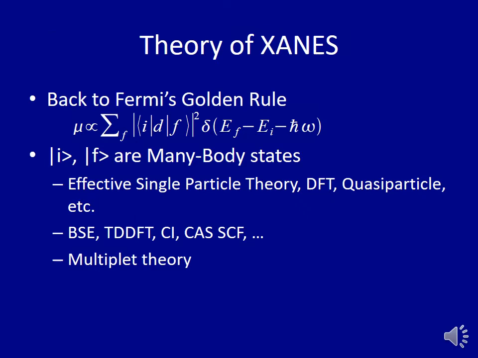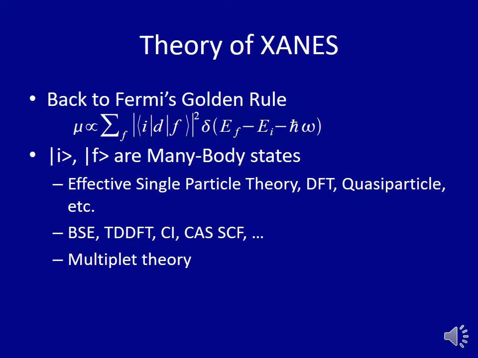So how do we actually calculate XANES? What is our theory here? So let's go back to Fermi's golden rule, or the Fermi's golden rule expression for absorption. And we notice I have this sum over F, the matrix elements of I, D, F. Well, what I didn't mention before is that in reality, I is not a core level, but a many-body ground state. And F is not an unoccupied state, but a many-body excited state.